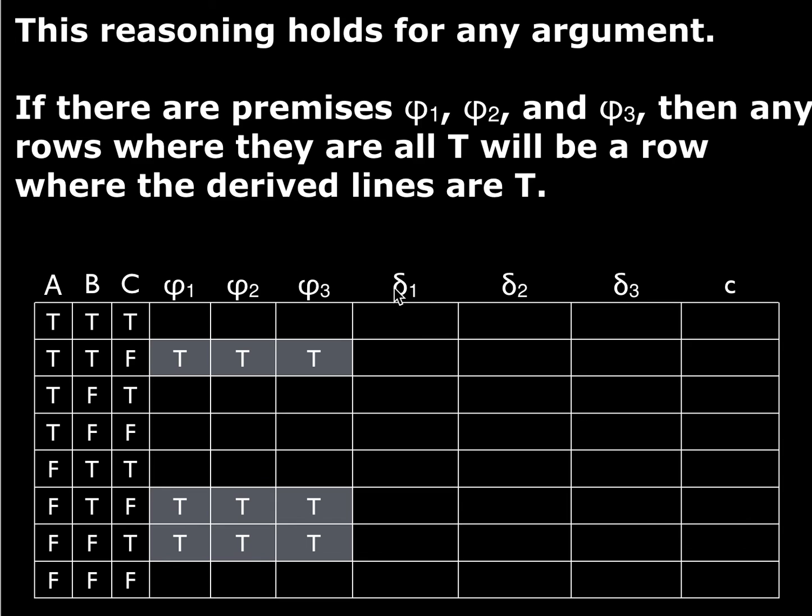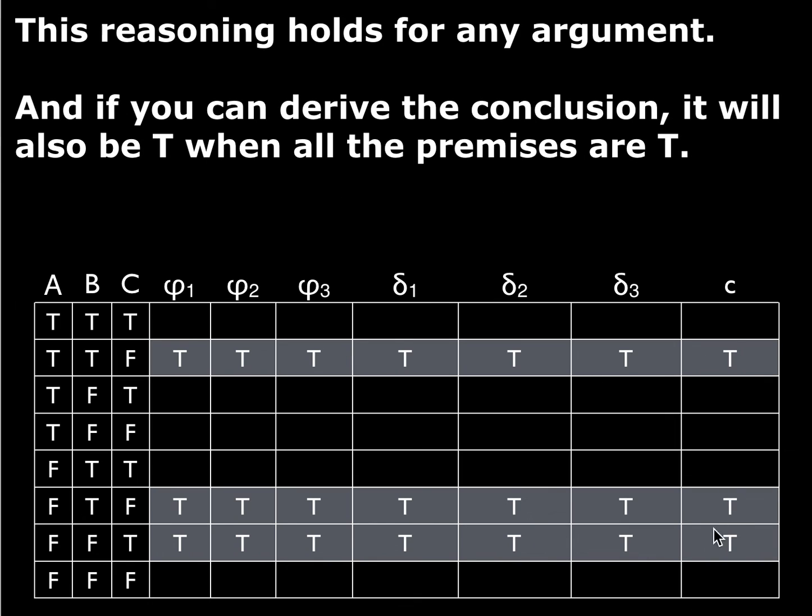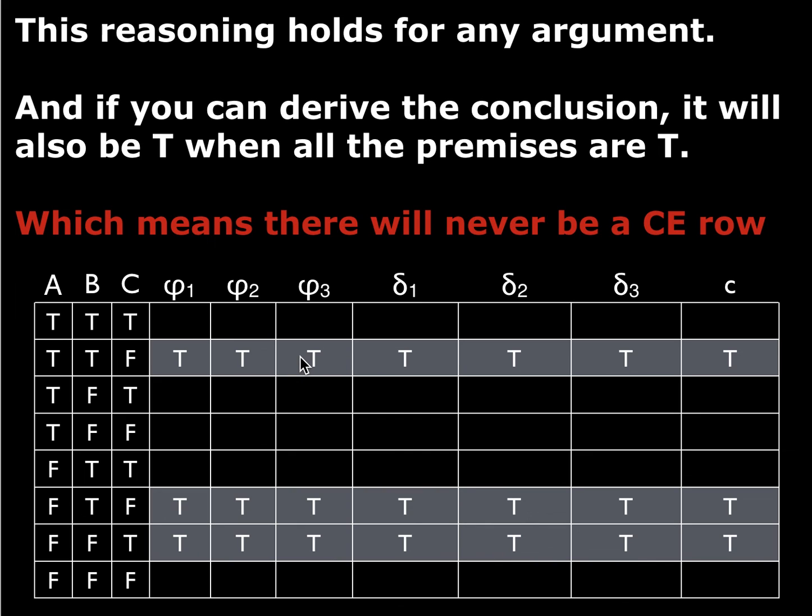Because the rules are truth-preserving, these are the derived lines, derived line 1, 2, 3. Every time I derive a new line, it's also going to be true on any row where the premises were all true. So every time I derive a new line, that truth is just going to extend on all of these rows until I get to the conclusion. The conclusion, if I can derive it, I know is going to be true on any row where the premises are all true, which means there isn't going to be a counterexample row, which means the argument's going to be valid. Okay?